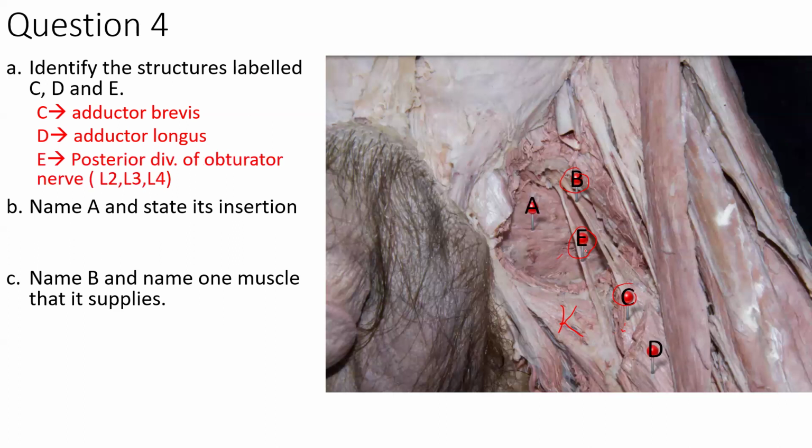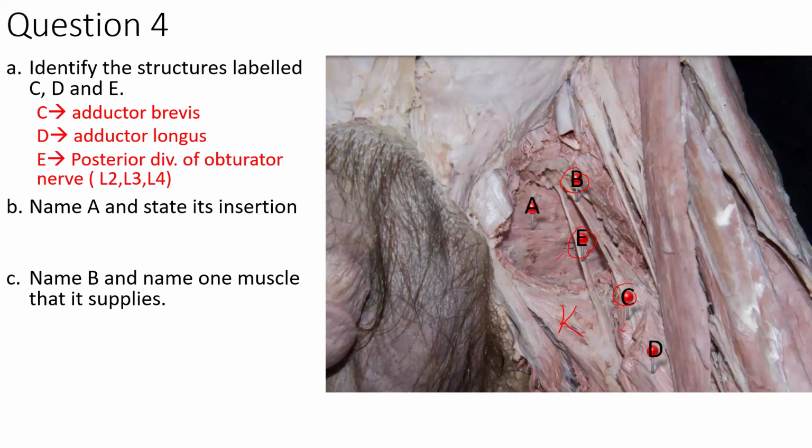The root value of obturator nerve is L2, L3, L4. You'll notice that femoral nerve also has the same root value, but for obturator nerve, this comes from the ventral division. I said ventral division of the ventral rami. So the ventral division of the ventral rami of L2, L3, and L4 gives rise to the obturator nerve.